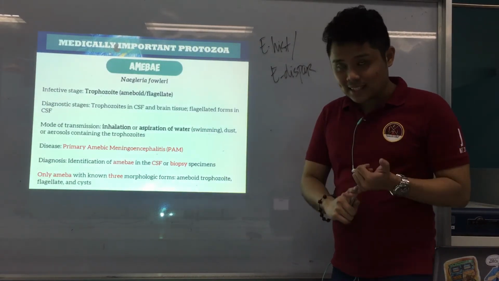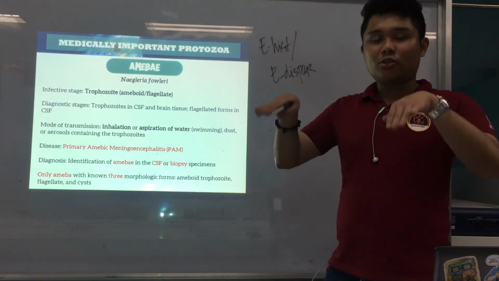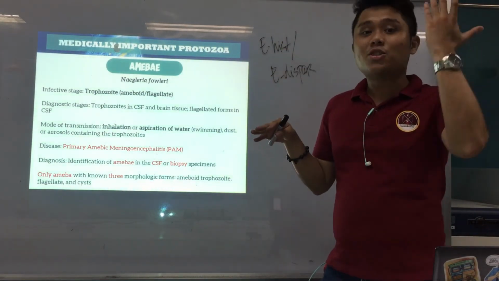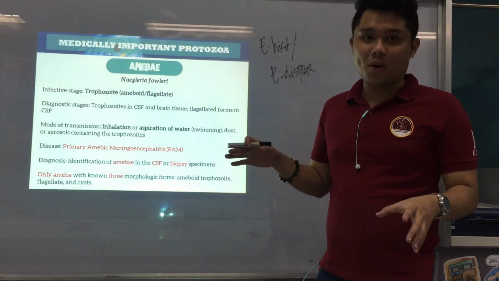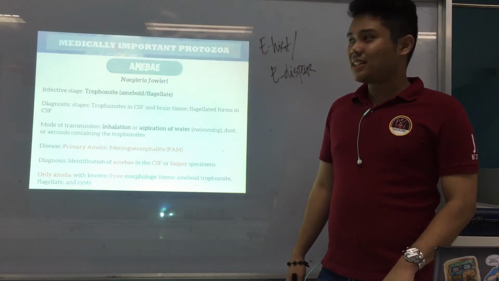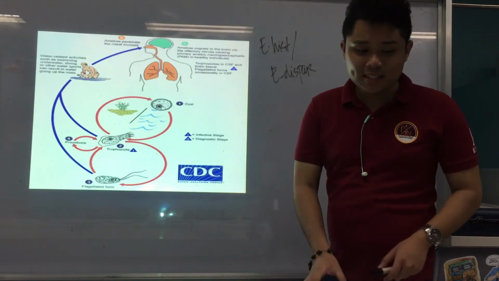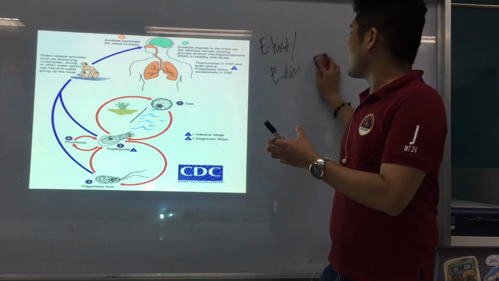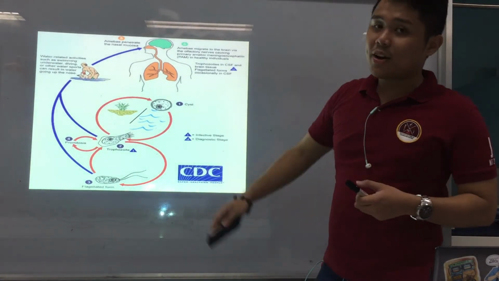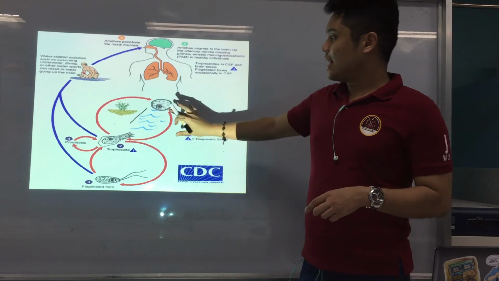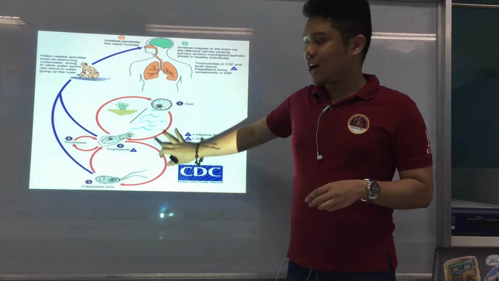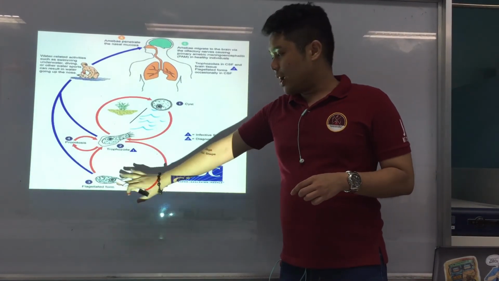You have the cyst, the amoeboid trophozoite, the normal trophozoite of amoeba, and the flagellated form. Now, we go to its life cycle. As you can see, how do humans get Naegleria fowleri? The cyst occurs in the environment. It now converts into a trophozoite or a flagellate.